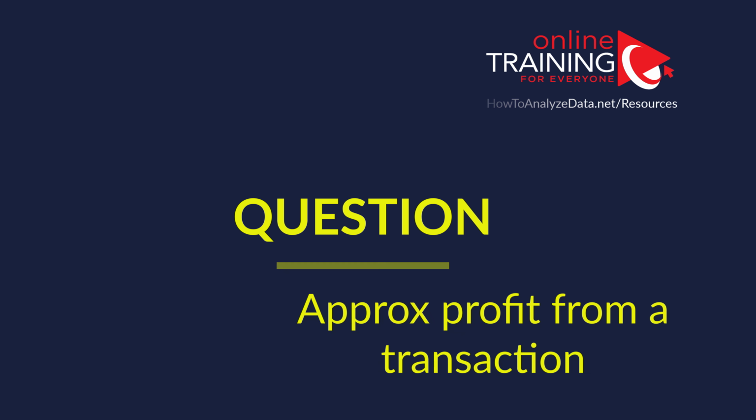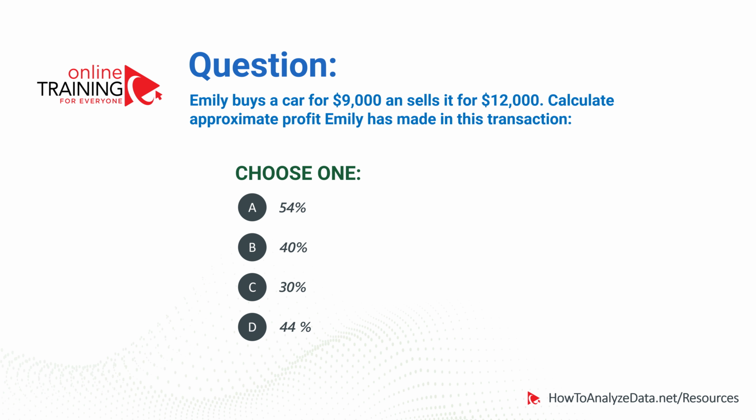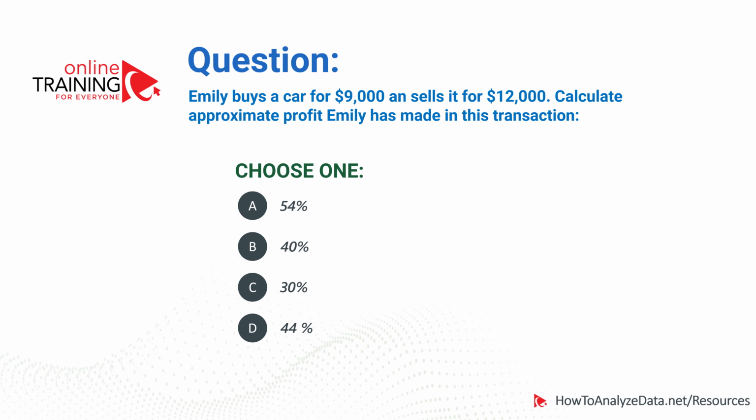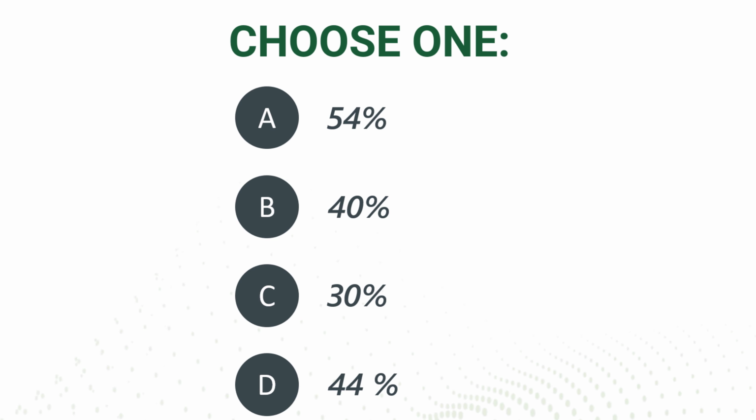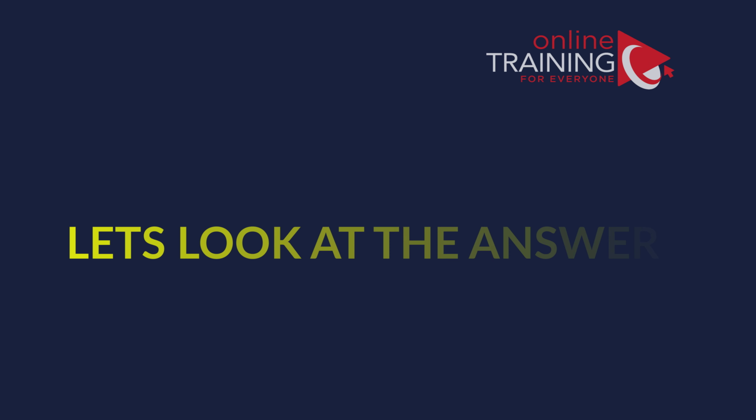Let's look at the assessment test question, which is frequently used as part of abstract reasoning, numerical reasoning, and logical reasoning tests. Emily buys a car for $9,000 and sells it for $12,000. Calculate approximate profit Emily has made in this transaction. 54% is the choice A, 40% choice B, choice C is 30%, and choice D is 44%. Which one do you think is the right answer here?